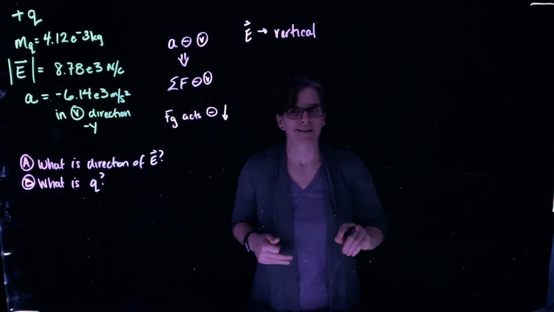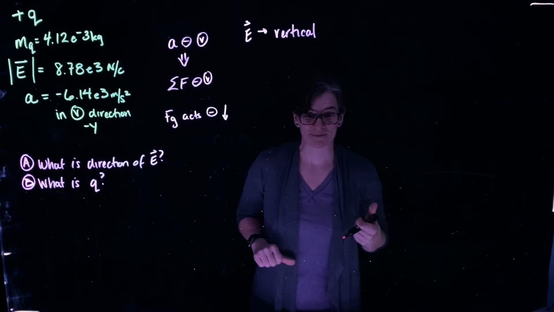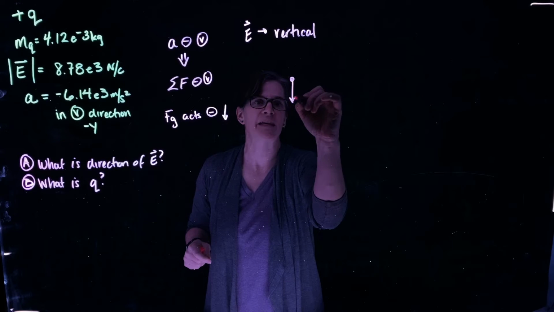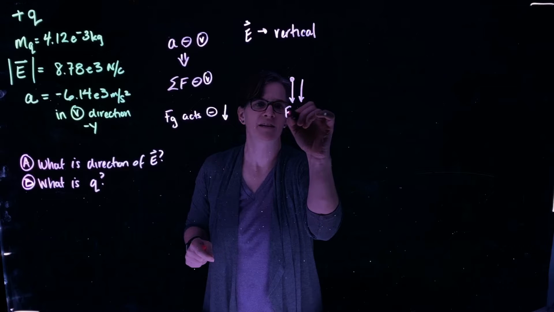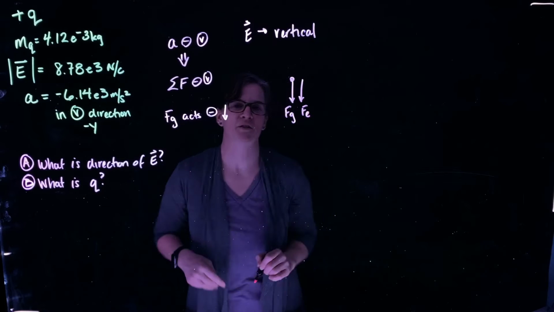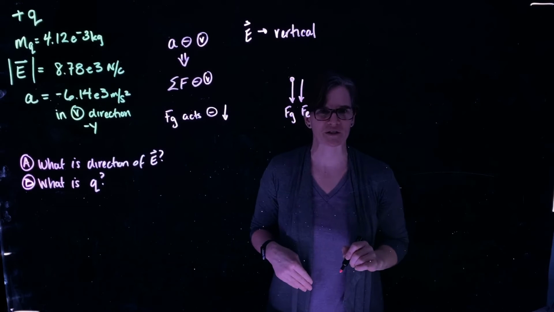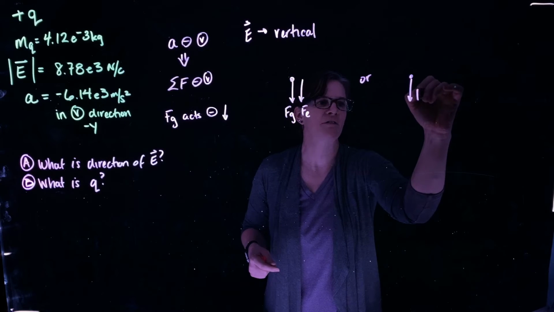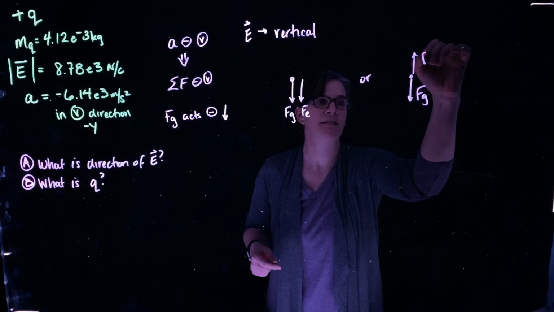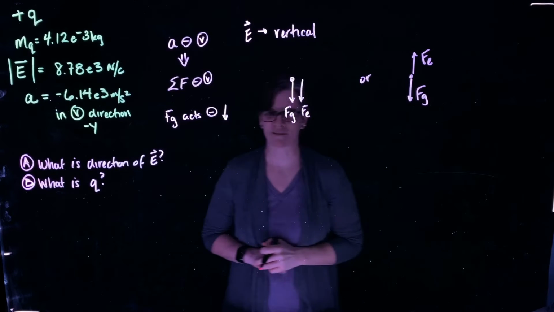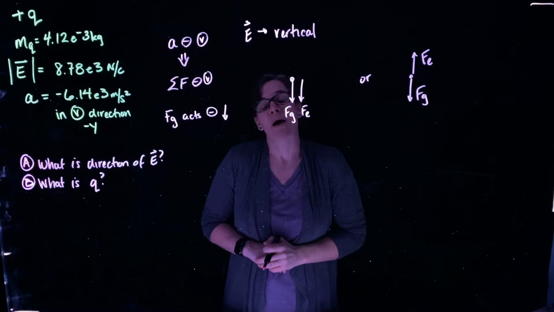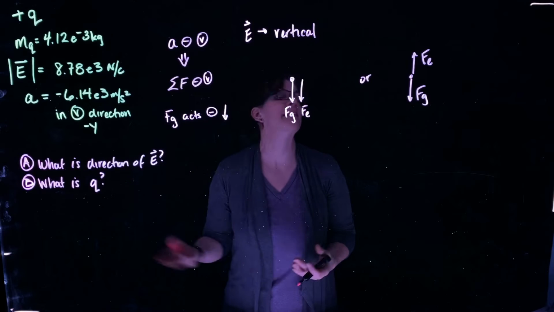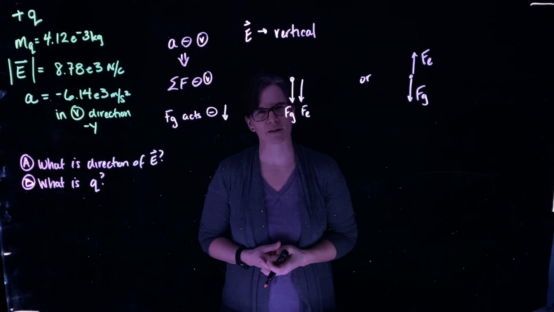All right, so the question is, is it up or is it down? There are two possibilities. We could have the electric force being in the same direction as the force of gravity, or we could have the electric force being in the opposite direction as the force of gravity. So how are we going to distinguish between these two? Well, we can do that by looking at the magnitude of the acceleration.